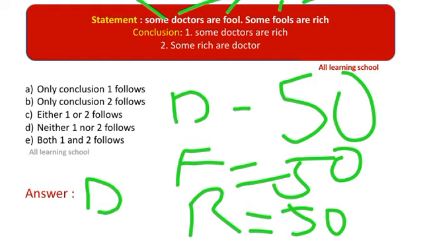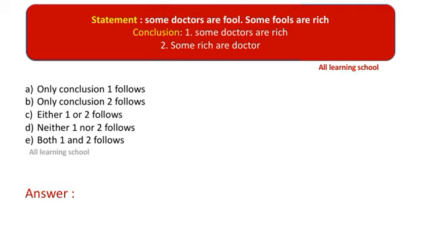It was question number 1. Some doctors are fools, some fools are rich. We will assign income: doctor 50, fool 50, again fool 50, rich 50, and we get the conclusion that these statements cannot be merged because they do not follow the rule of merging. So the correct answer will be delta. Neither one nor two will be followed.